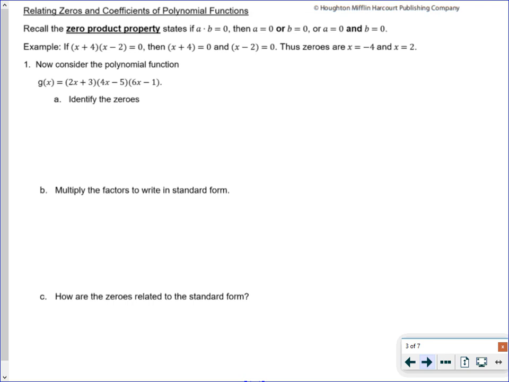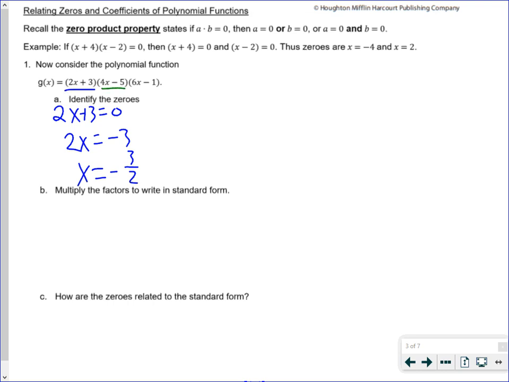And I think I've said in a previous video, but this property is the reason why we always set quadratics equal to 0, and why we always set polynomials equal to 0 as well when we're factoring and when we're solving them out. It's because of this property. So for number 1, we have 2x plus 3 times 4x minus 5 times 6x minus 1. We're going to identify the zeros. So what we're going to do is set each factor equal to 0, and we're going to solve for x. 2x equals -3, and x equals -3/2.